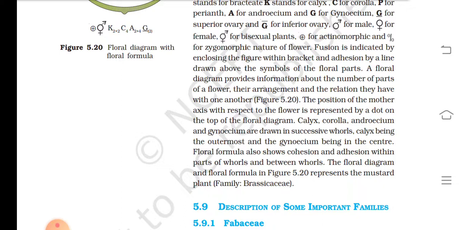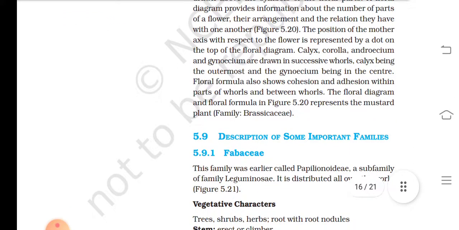Fusion is indicated by enclosing the figure within brackets and adhesion by a line drawn above the symbol of the floral parts. A floral diagram provides information about the number of parts of a flower, their arrangement, and the relation they have with one another. That is given in figure 5.20. The position of the mother axis with respect to the flower is represented by a dot on the top of the floral diagram.